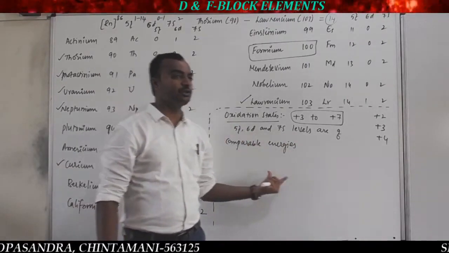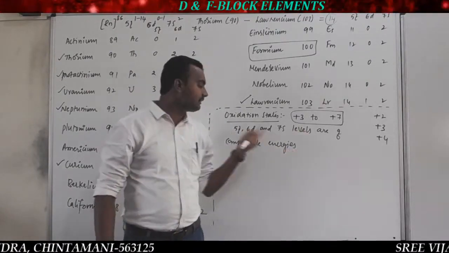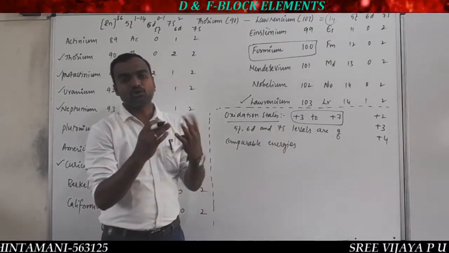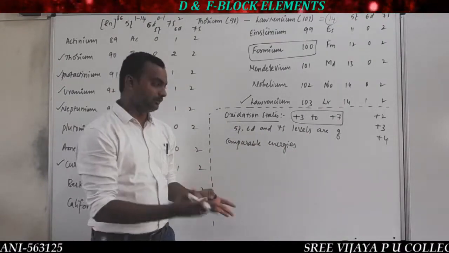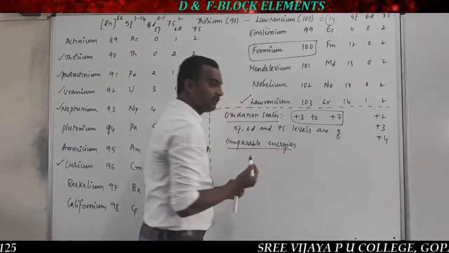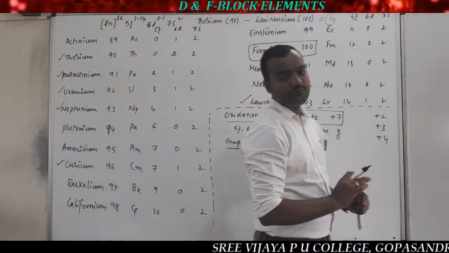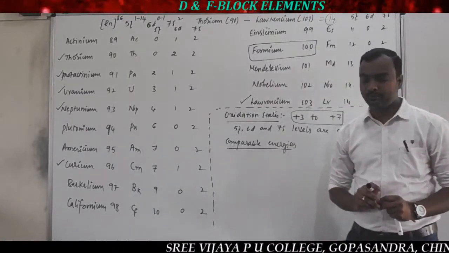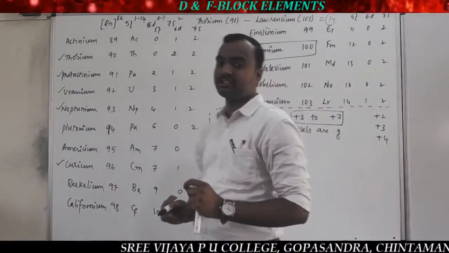Or another reason that can come: because of the small energy gap between 5s, 6s and 7s orbitals, almost all the electrons are involved in bonding, you can also say. So you can write comparable energies, or you can write very small energy gap between 5s, 6s and 7s orbitals. And what is the most common oxidation state of actinides?